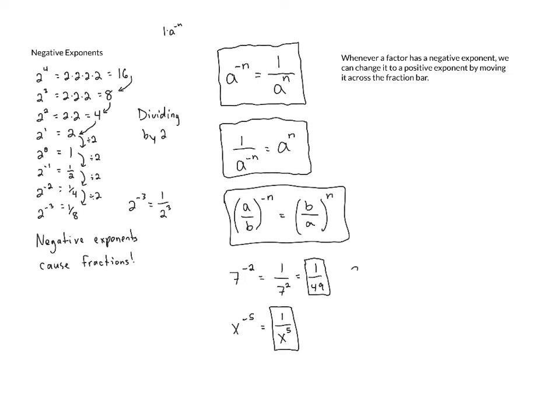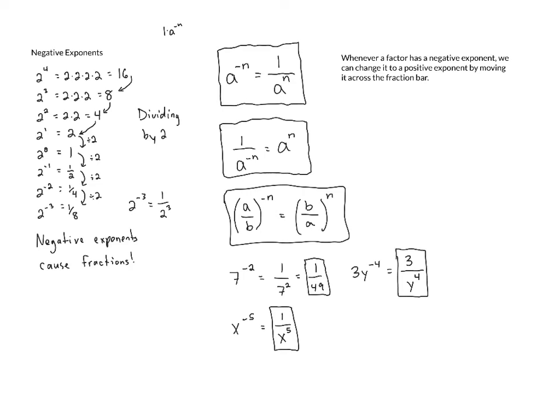Let's take a look at 3y to the negative fourth power. Now, we have a negative exponent here, and we know that we can deal with that. We can make it positive by moving it to the other side of the fraction bar. So that becomes y to the fourth in the denominator. However, this 3 is not affected by the negative exponent. So that 3 is not going to move to the denominator. It's going to stay up in the numerator. And so we end up with 3 over y to the fourth.